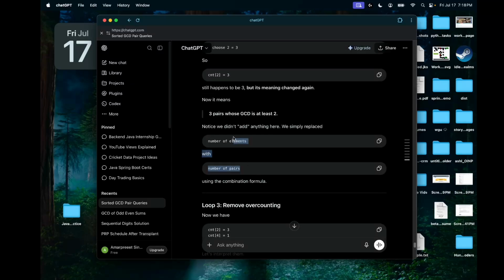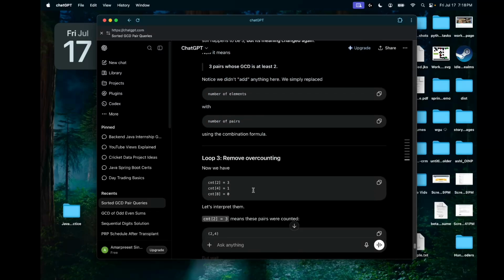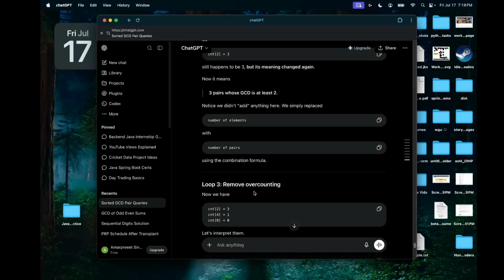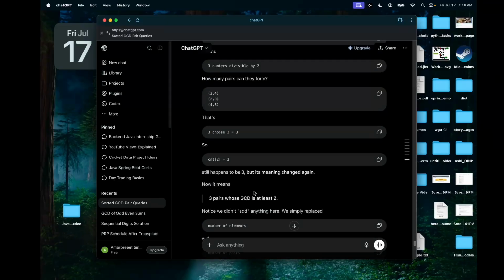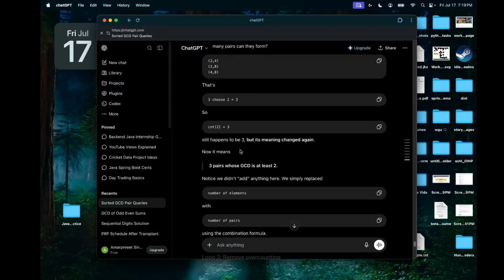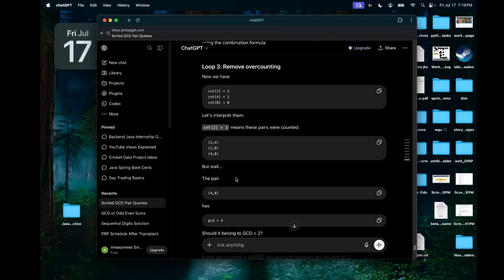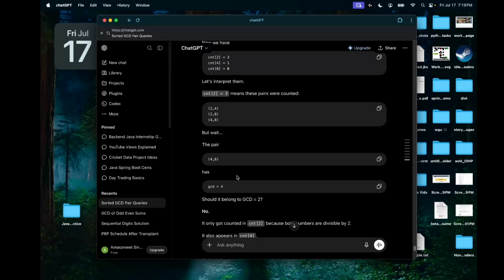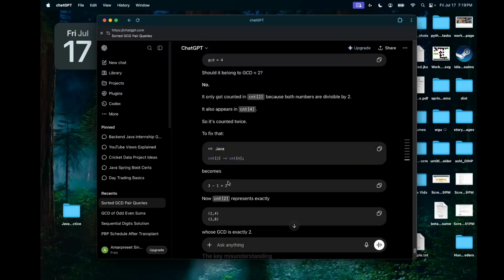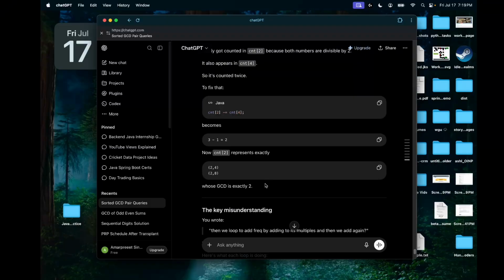Okay, so I understood this part. We count the number of pairs. Now removing: we have count of 2 is 3, count of 4 is 1, and these pairs included the pair of 4, so it should belong to 4. So to fix that, count of 2 becomes, represents minus.